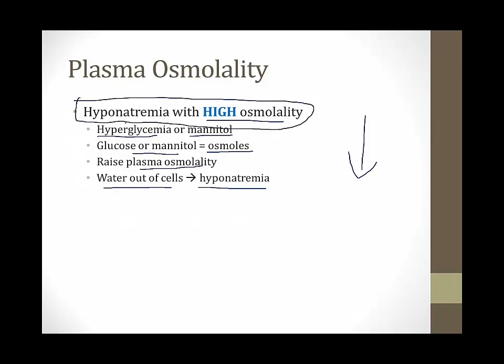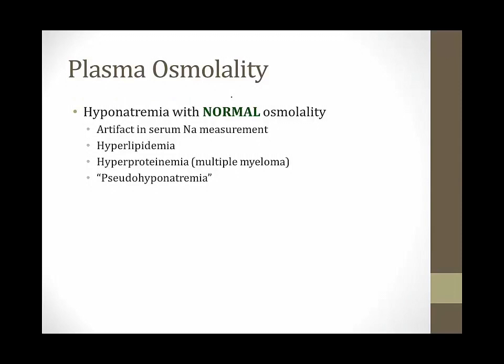And these are the two circumstances you should be aware of where you can develop hyponatremia with a high plasma osmolality. There are a couple of situations where you can develop hyponatremia with a normal plasma osmolality. This occurs when there are substances in the plasma that interfere with sodium measurement in the laboratory. In other words, this is not true hyponatremia. It's an artifact created by certain substances in the plasma. This can occur when lipid levels are very high. It can also occur when there are very high protein levels in the plasma, as you can get in patients who have multiple myeloma. This is often called pseudo-hyponatremia because it's an artifact in the measurement of the sodium level.